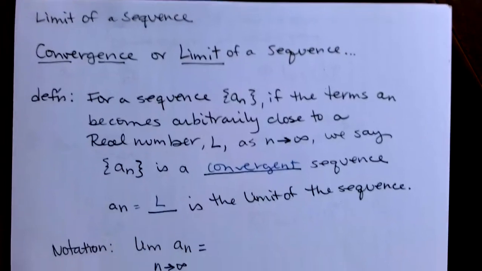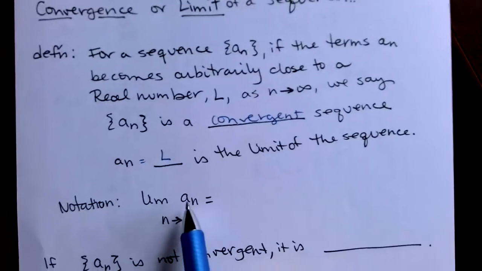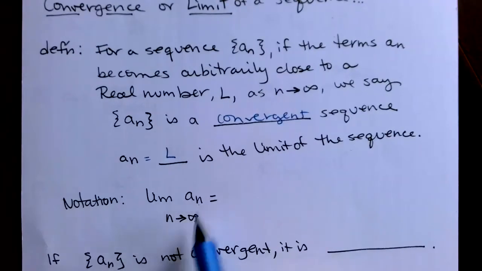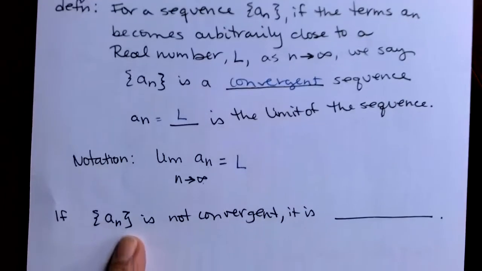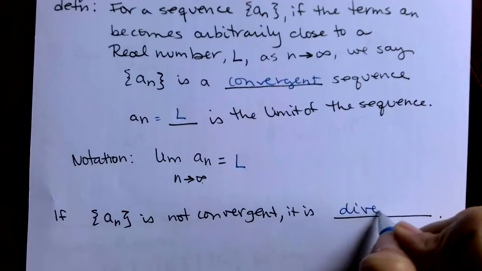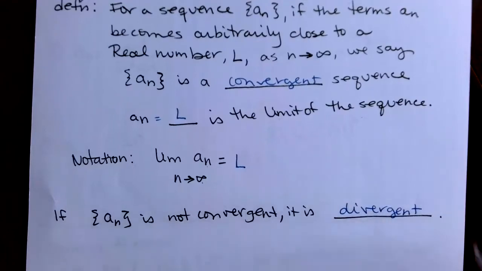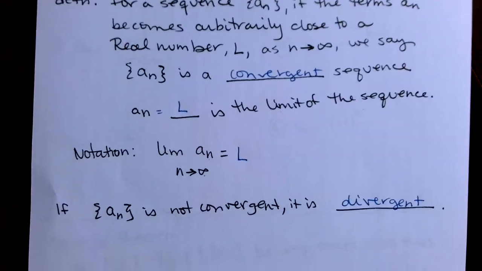And if we were going to write this in notation, it looks a whole lot like the notation we use for the limit of a function. So the limit of those a_n terms as n goes to infinity equals L. Now, if that sequence is not convergent, then its opposite is divergent. So it diverges. We say the sequence diverges if the terms do not approach a particular number.